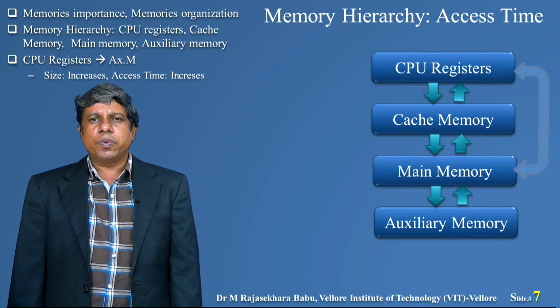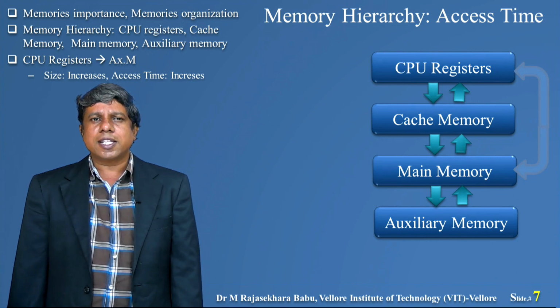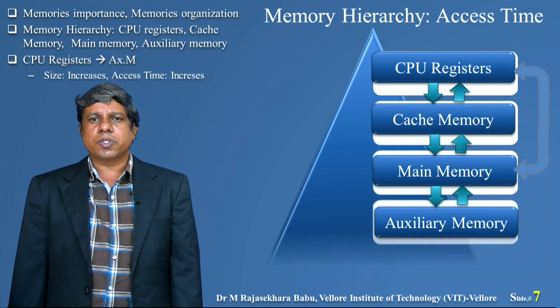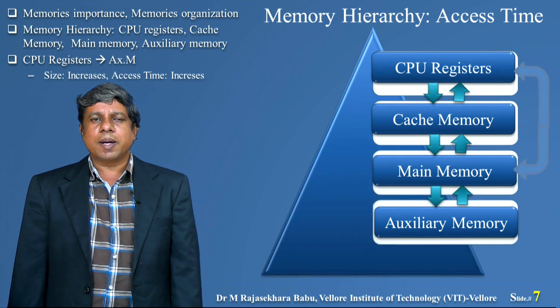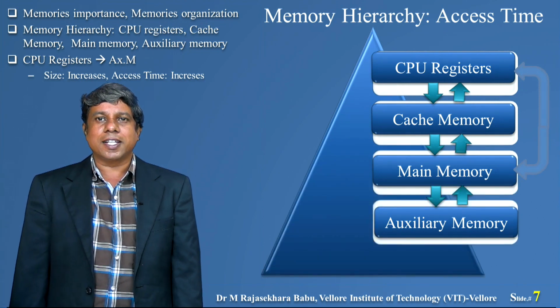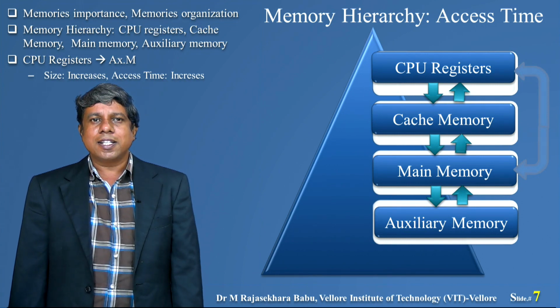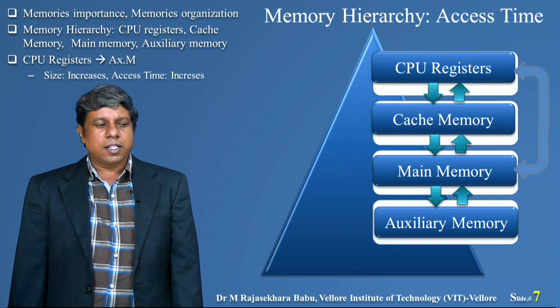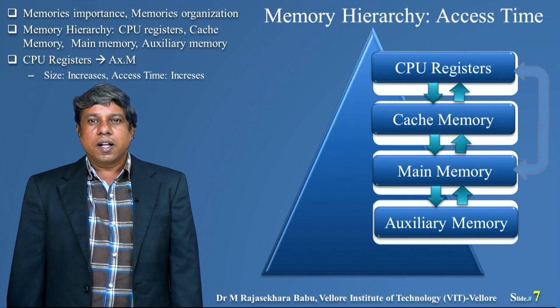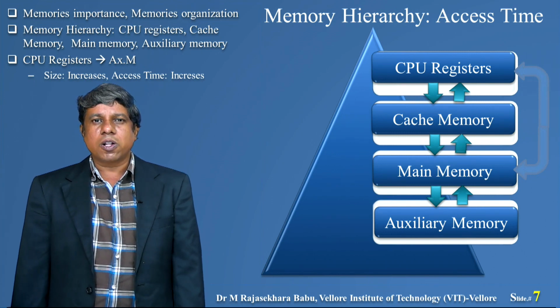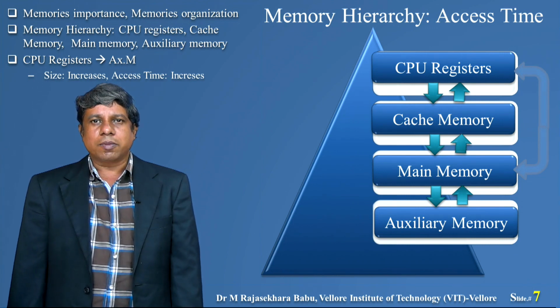But the CPU register access time is almost the same as the processor's. So the access time also increases from the CPU register to the auxiliary memory, because the size is increasing here. The access time is also increasing from the CPU register to the auxiliary memory.